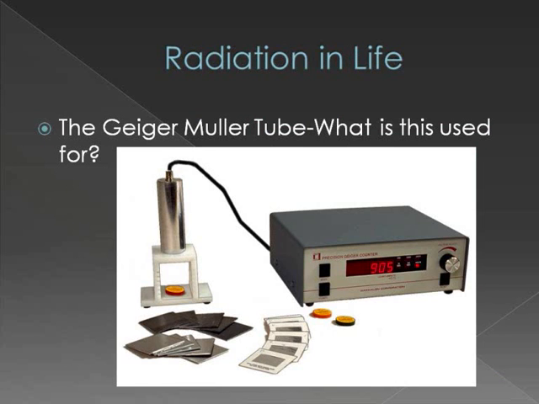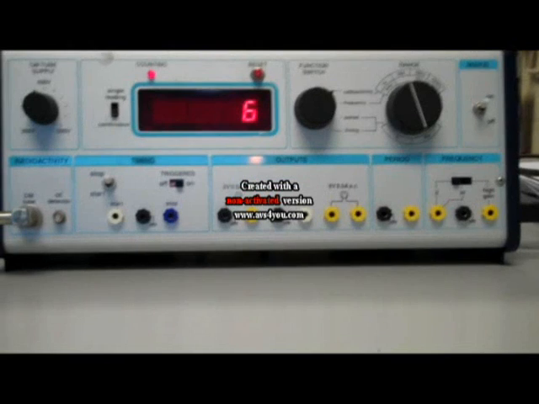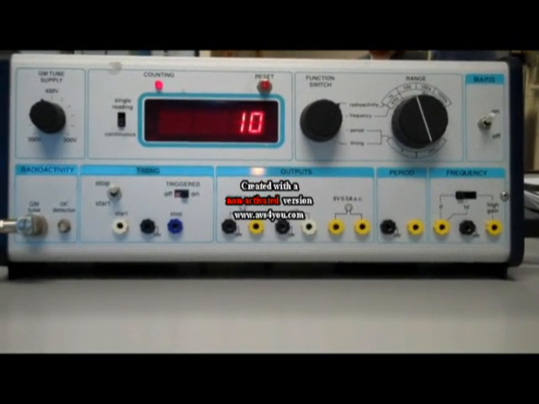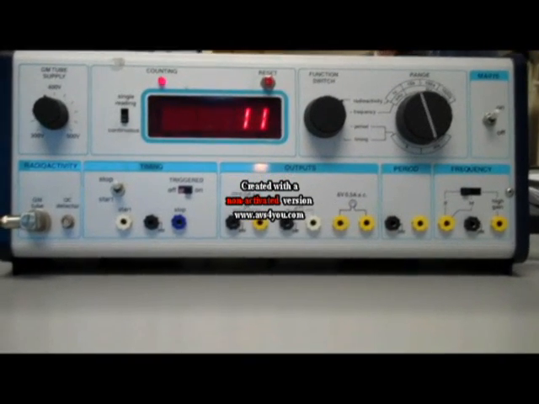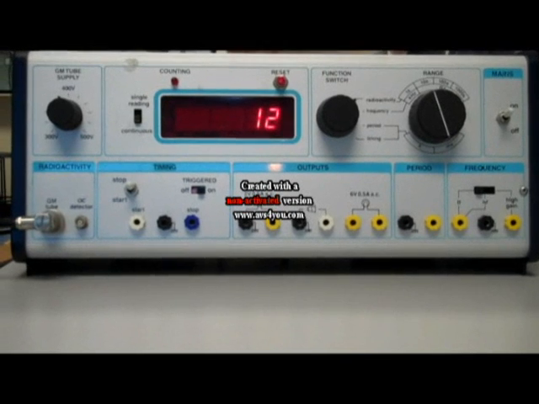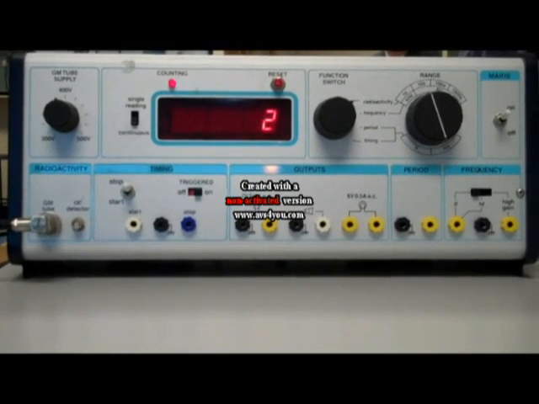A Geiger-Müller tube is used to detect radiation. Here's a short clip to show it in action. The numbers on the screen indicate the detection of the types of background radiation.